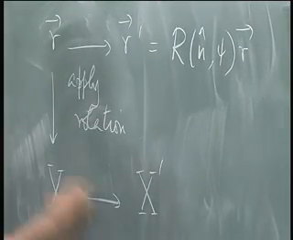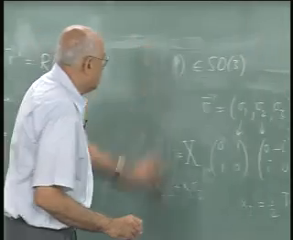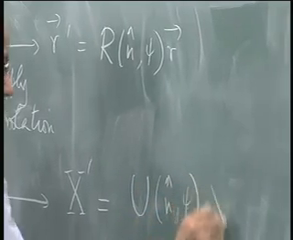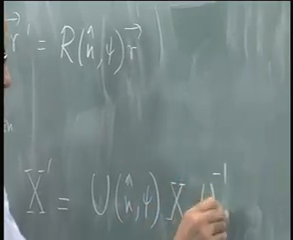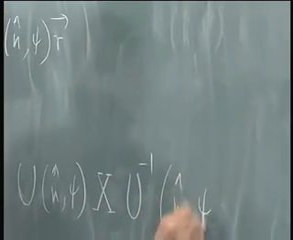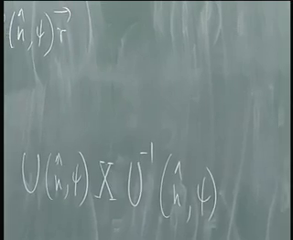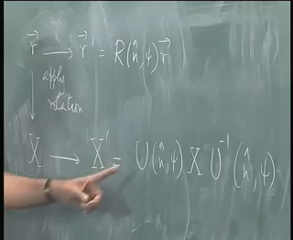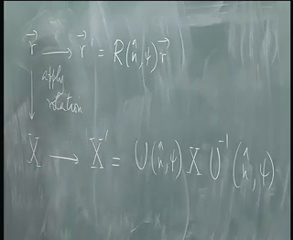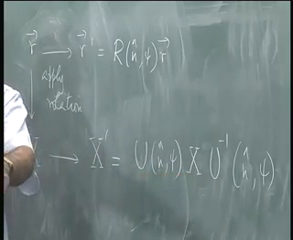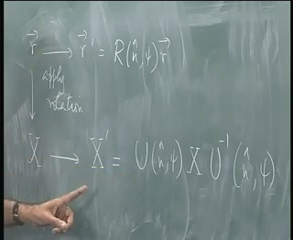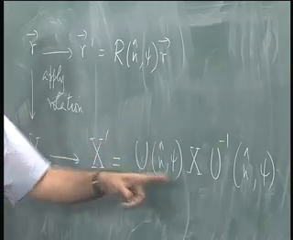And how is x prime given in terms of x? The answer is that this is given by U of n psi acting on x, U inverse of n psi. So this is the action of this U, of this representation of the rotation group. You give me an x, corresponding to a point in space, and under a rotation represented by U it goes to a new matrix x prime, where x prime is given in terms of x by this object.